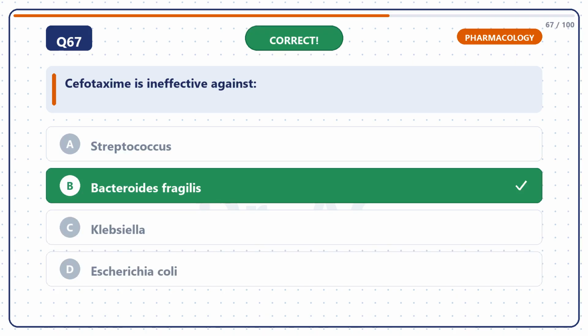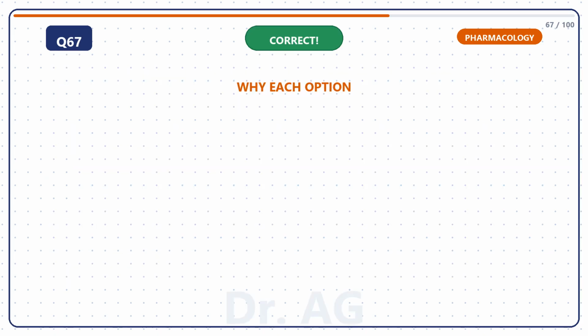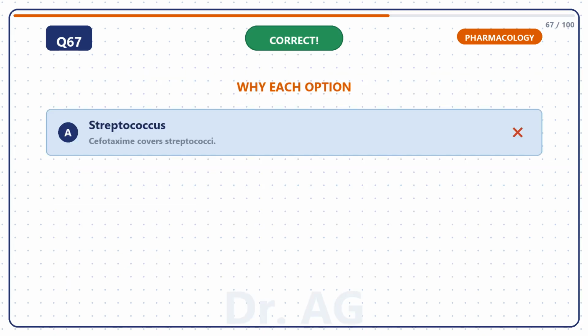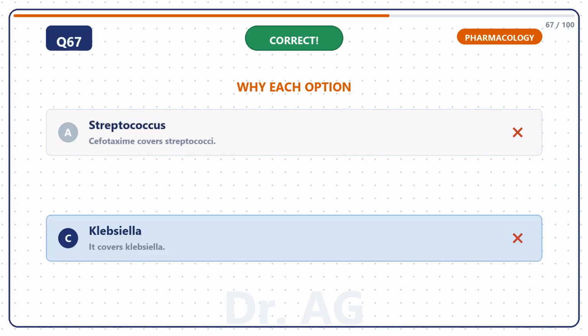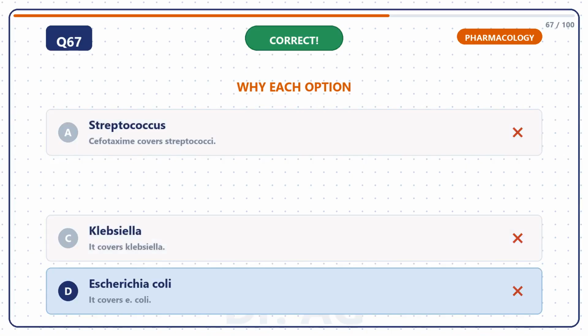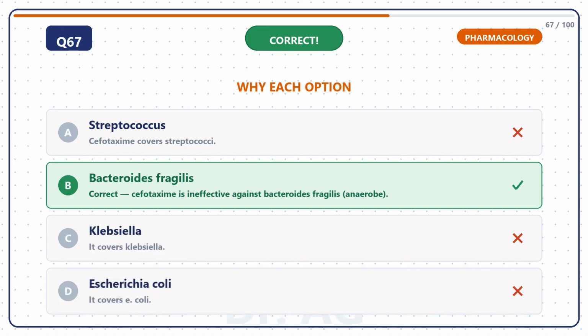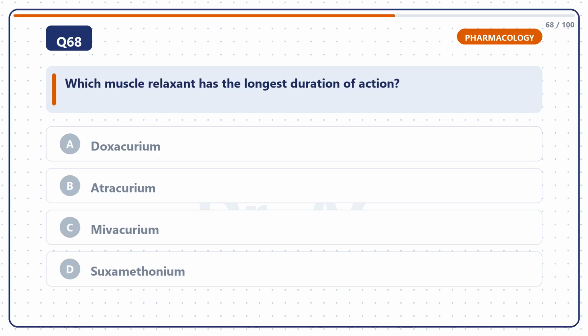The correct answer is option B. Bacteroides fragilis. Let's go through the options. Streptococcus. Cefotaxime covers streptococci. Klebsiella. It covers Klebsiella. Escherichia coli. It covers E. coli. And the correct answer is Bacteroides fragilis. Correct. Cefotaxime is ineffective against Bacteroides fragilis, an anaerobe. So, the right answer is option B. Bacteroides fragilis.